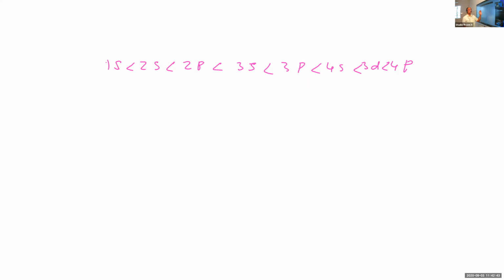3p, 4s. Then it comes 3d, 4p, 5s, 4d, 5p, etc. So you remember at least up to the 4p level. That is the order. And with this, let us try to write the electronic configurations of the various atoms.